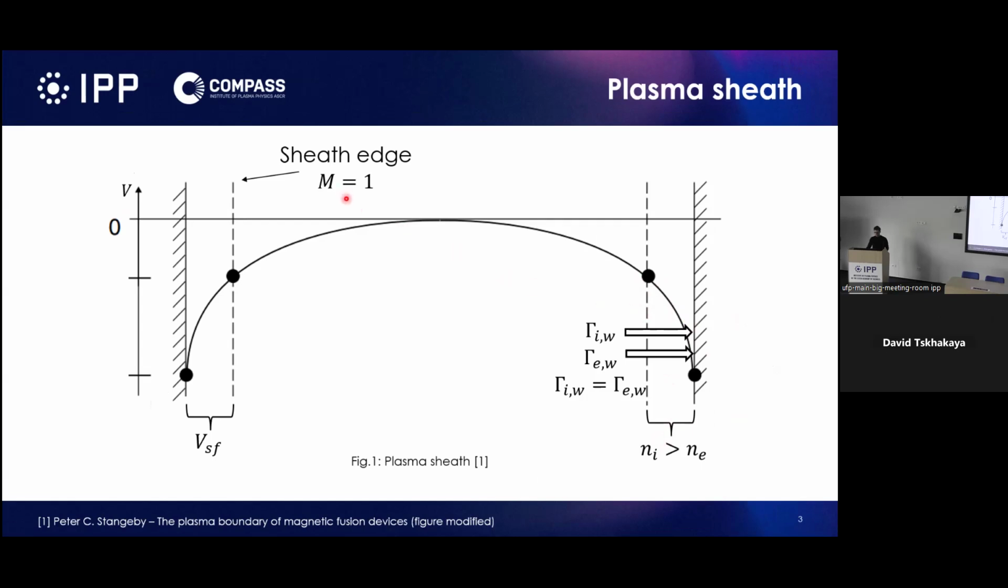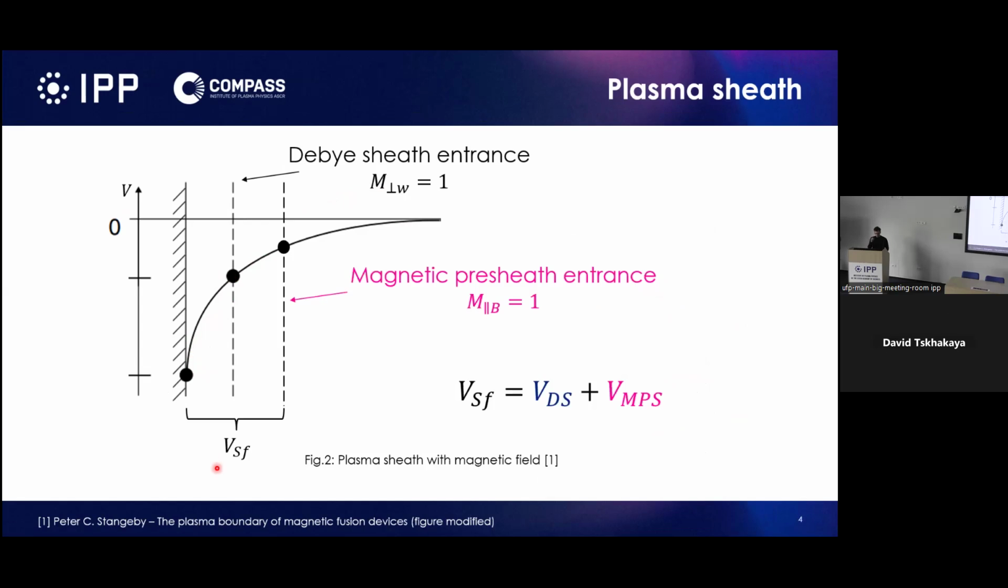The edge of the sheath is usually taken as the point where the plasma flow towards the wall becomes sonic, so where the Mach number is equal to 1. And this potential drop we then also call the floating potential in case of floating wall conditions. If we add a magnetic field with some inclination to the wall, the situation somewhat changes.